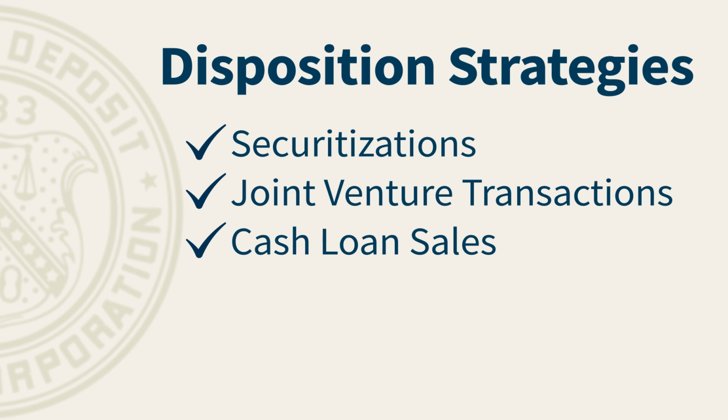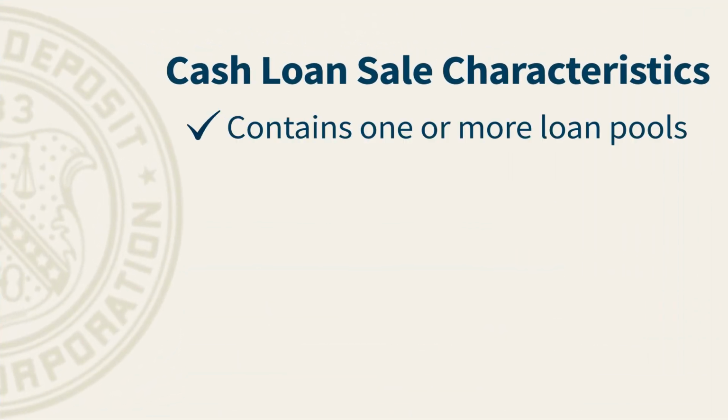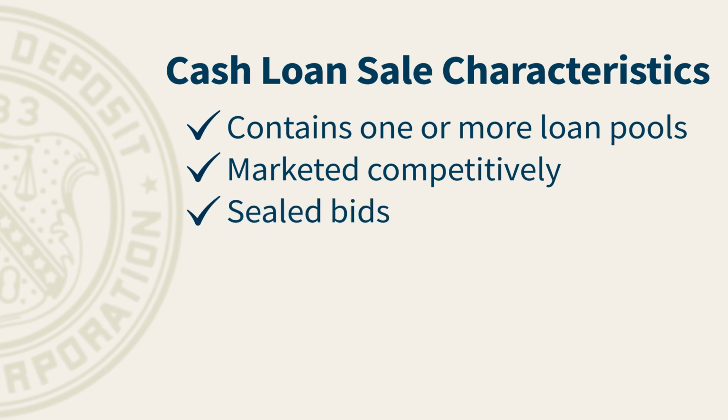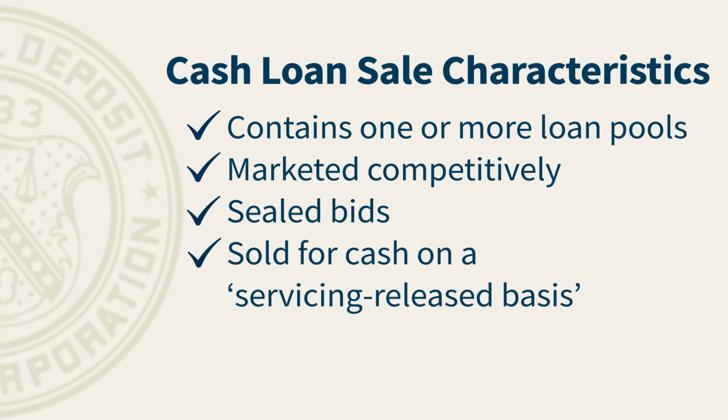Cash loan sales are the subject of today's discussion. Let's look at some of the characteristics of a cash loan sale. A cash loan sale may contain one or more pools of loans. We market the loan pools on a competitive basis in the secondary market. Qualified bidders submit sealed bids that are analyzed to determine the highest return to the FDIC. These loans are sold for cash on a servicing release basis.